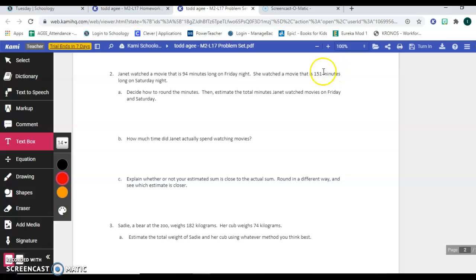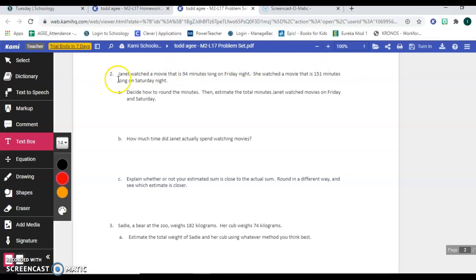Okay, so they're trying to get you to recognize that when you round, you can get closer or farther away depending on how you choose to round. So if I'm rounding to the nearest 10, I'm going to be staying relatively close to the actual sum. If I round to the nearest 100, I might be losing some precision, some exactness, and my estimated sum might be kind of far off from the actual sum.